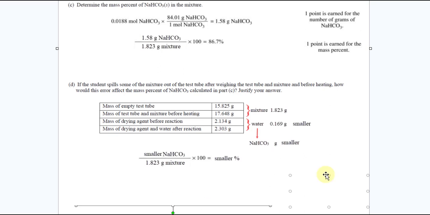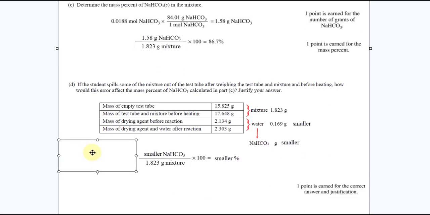So just this little calculation saying because we have less water, smaller sodium hydrogen carbonate, is all you need to end up showing. Here, 1 point earned for the correct answer and justification. In this case, you had to have the answer and some sort of proof that you came up with this result. Okay, so that's 6 points.